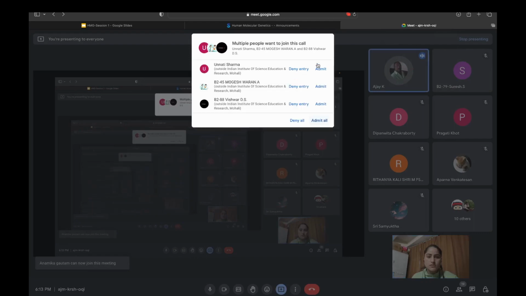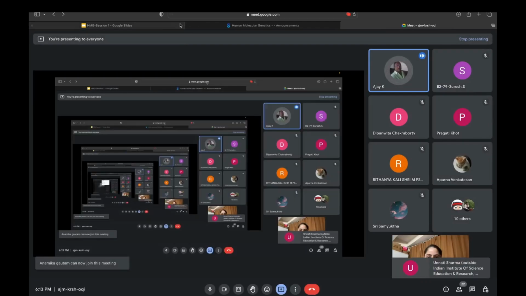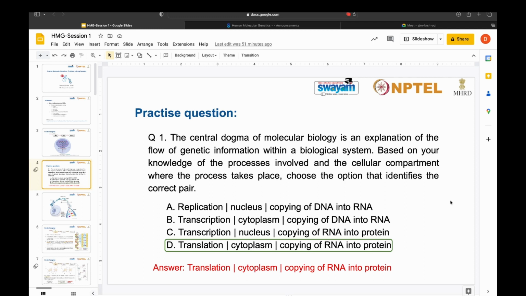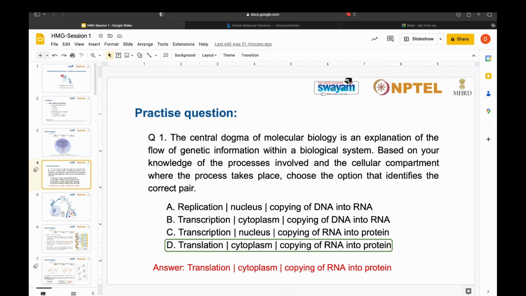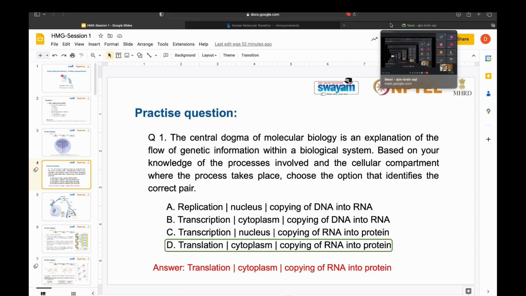Madam, whenever we have to identify a correct pair, it means two things. Actually, here there are triplets: translation, cytoplasm, as well as copying of DNA. Here you have to keep three things in mind. You cannot select on the basis of looking at two points only. Pair means two points. Okay, so you mean that to identify the correct pair, I've mentioned a triplet. Yeah, sure. I haven't edited the question, I just pasted it.